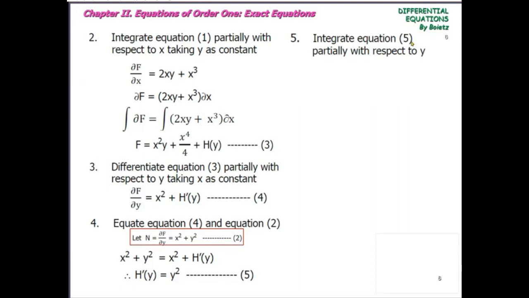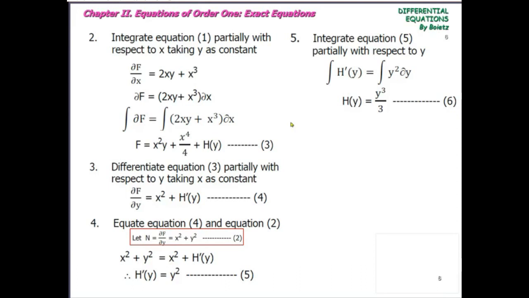Then integrate equation 5 partially with respect to y. Integrate mo siya with respect to y. So integrate mo na siya. Pag in-integrate mo yung h prime y, kanina dinifferentiate natin, naging h prime y. Pag in-integrate mo, babalik lang siya sa original. So ito magiging hy, then this will become partially with respect to y cubed over 3. So hy is y cubed over 3.